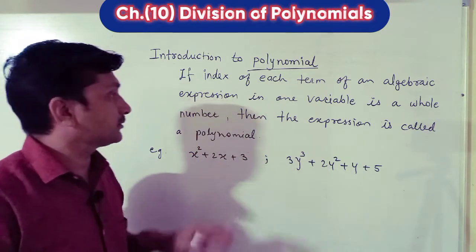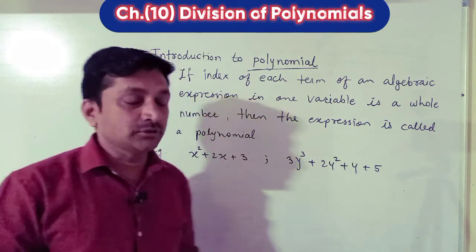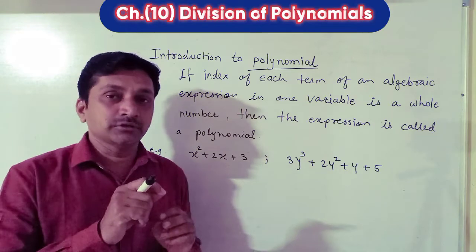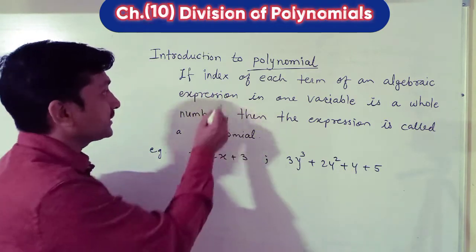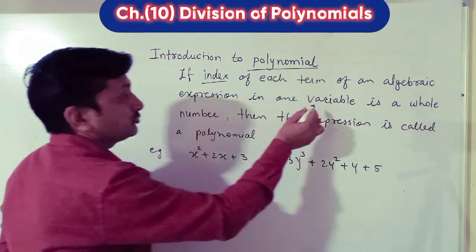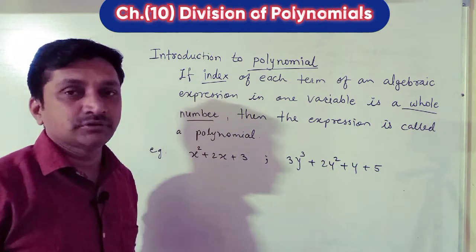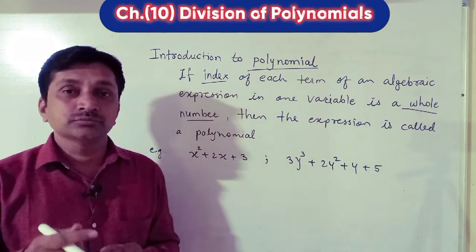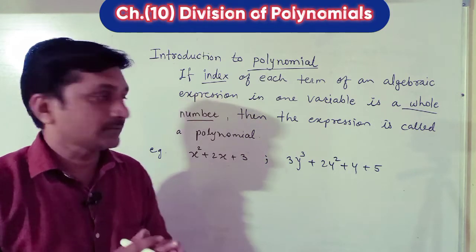It is an expression in one variable, or a polynomial in one variable. There will be only one variable. Two variables will not be there, only one variable. Therefore it is said that the index of each term of an algebraic expression in a variable is a whole number. The index should be a whole number. If the index is negative, an irrational number, or a fraction, then that is not a polynomial.